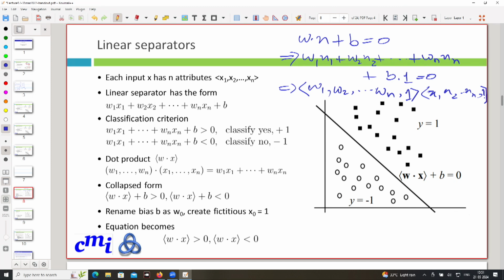Sorry, this should be b. So I have written it like this. I can think of this as some w prime dot x prime is equal to 0. So I'm just interpreting this whole thing in a higher dimension.